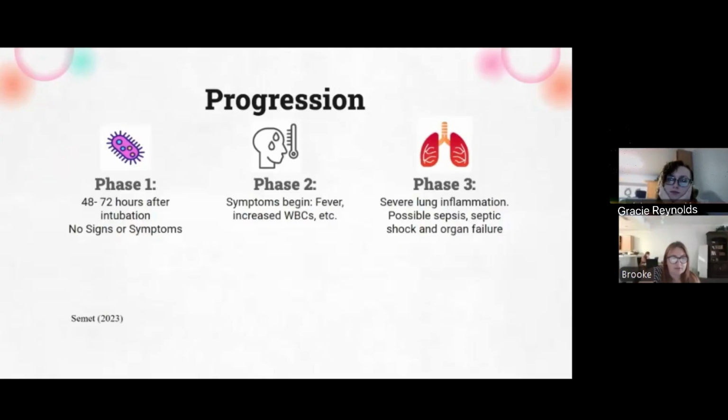Phase 3 is the most severe, showing lung inflammation and impaired gas exchange. At this point, the patient may need higher ventilation support and more oxygen.